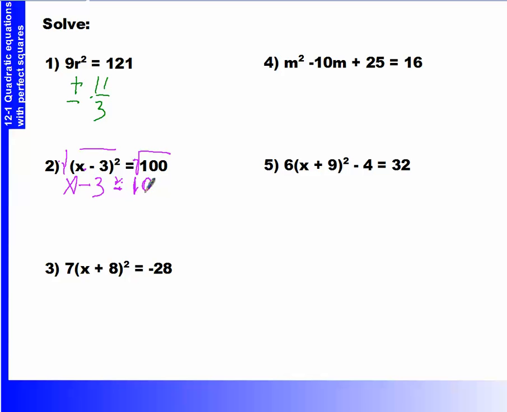Now here is the trick. X minus 3 can equal 10. I agree. What else could x minus 3 equal? It could equal negative 10, couldn't it? Because if x minus 3 is equal to negative 10, we square it. Negative 10 times negative 10 is positive 100. So x minus 3 is going to be equal to plus or minus 10. In other words, every time you square root something, you're going to have to put the plus or minus in front of the result. Every time.